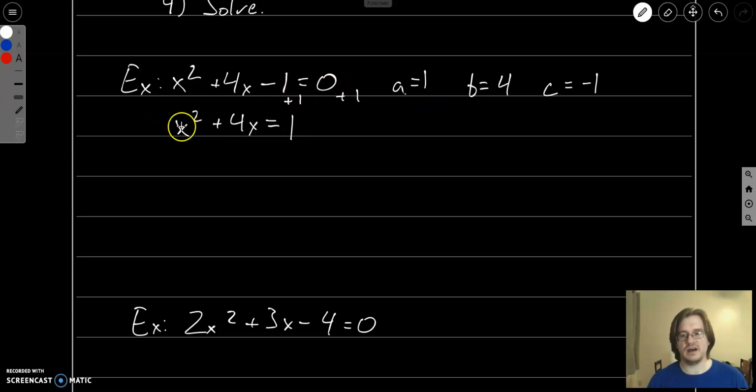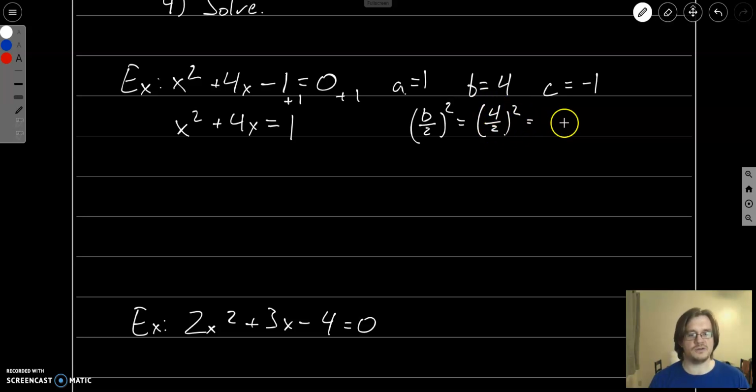So all I've done is I've added 1 to both sides here, and now I can complete the square. So on this left-hand side, we've got x squared plus 4x. B is equal to 4. So in order to complete the square, I need b over 2 squared. B is 4. If I divide that by 2 and square it, 4 divided by 2 is in fact 2, and if I square that, it is itself 4. So what I want to do is complete the square by adding 4. This is the number that I came up with.